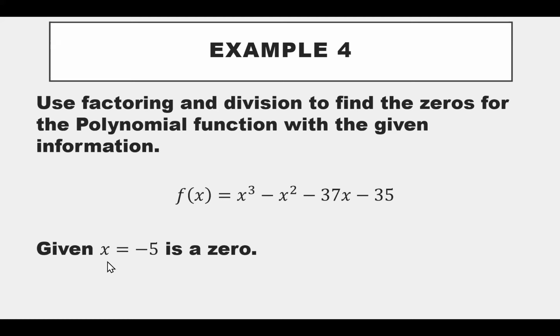What if we're actually given x equals negative 5 as a 0, and we have this polynomial function? Try to use factoring and division to find the zeros of this polynomial function with this given information. Try this on your own if you want. In a couple of seconds, I will do this. So if you want to try this on your own, you can pause the video.